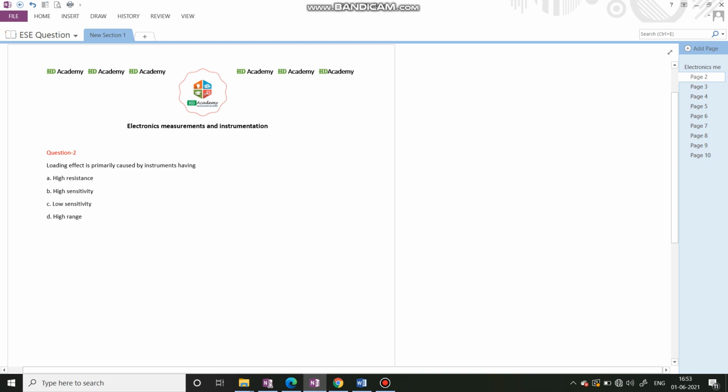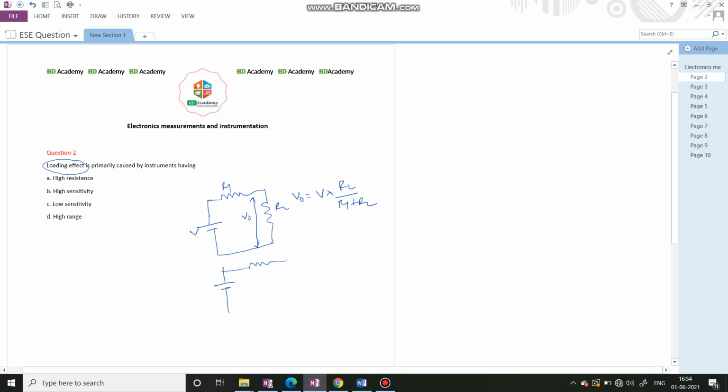At first, we have to understand what is loading effect. What does this loading effect mean? Suppose two resistances R1 and R2 are connected with a voltage source V, and the voltage across the resistance R2 is V0. Now, what will be the value of V0? V0 will be V into R2 over R1 plus R2. Now you want to measure this voltage V0 with a voltmeter.